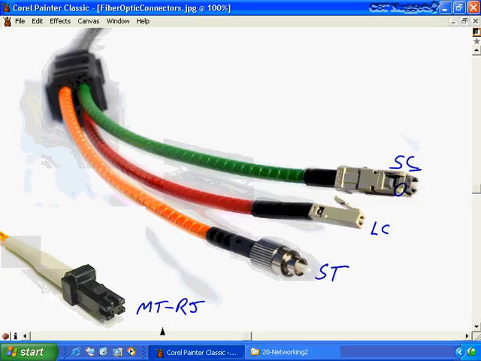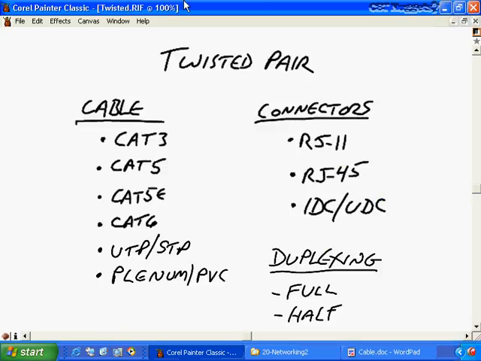And then finally, here's the MTRJ, the mechanical transfer registered jack. This form factor would fit into, like I said, the same form factor as an RJ45 plug. All right, now let's go ahead and address twisted pair cabling.